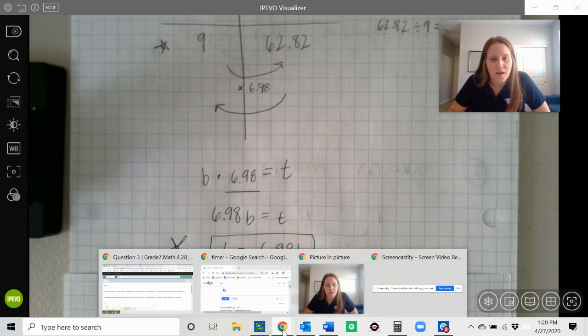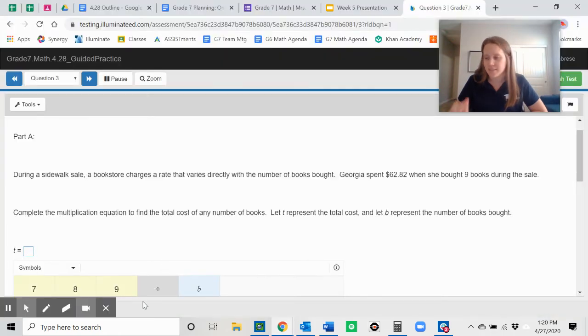Really well done. All right, so I'm going to go ahead and put in my answer here. T equals 6.98B. I keep saying 6.98 because it's $6.98 per book, right?